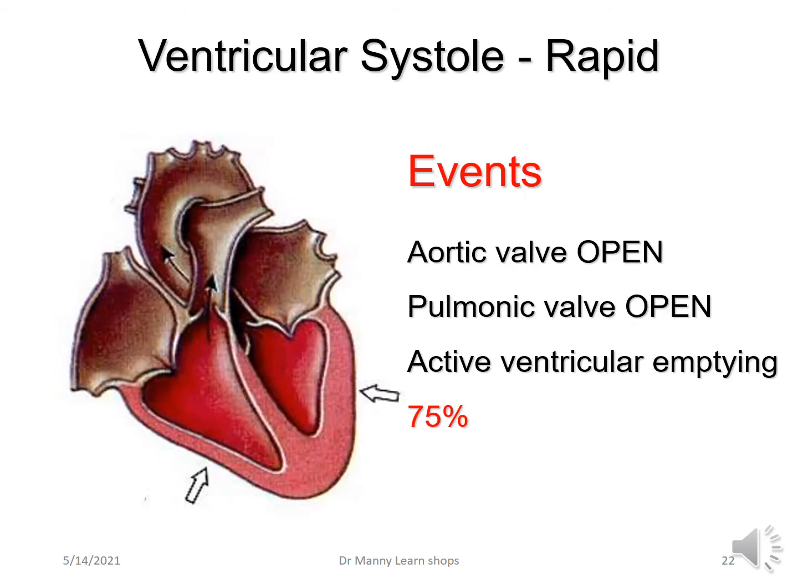Then you've got ventricular systole, which is rapid. The events that occur is, wow, the aortic valve has now suddenly opened, the pulmonic valve is also opened, and you've got active ventricular emptying. About 75% of blood is ejected from the heart during this phase.